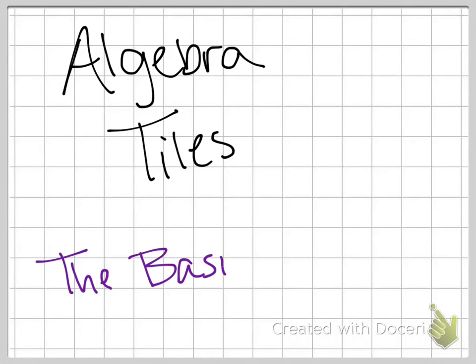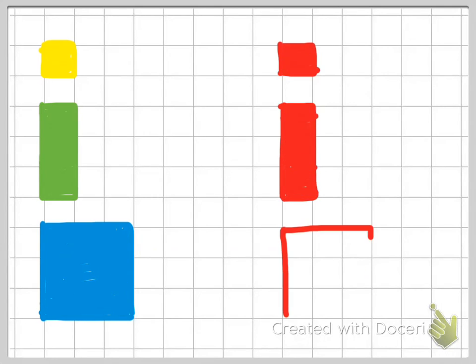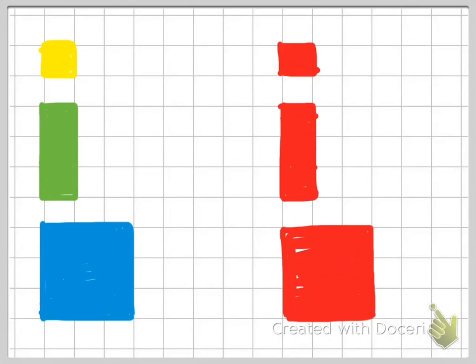We're going to start algebra tiles, and so to do that we need to talk about the basics before we actually start using the tiles to solve algebra problems. Most algebra tiles look something like this. You have a small yellow rectangle, a green rectangle, and a blue square, and then you have the same thing in red, but it doesn't have to be those colors. It's just the shapes that are more important than the colors.